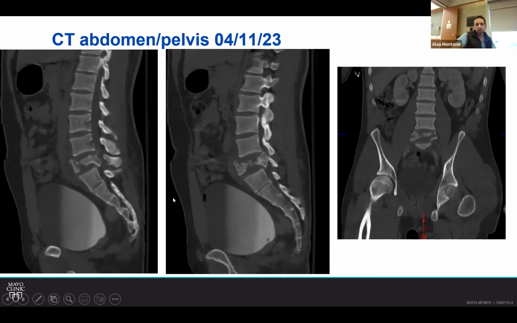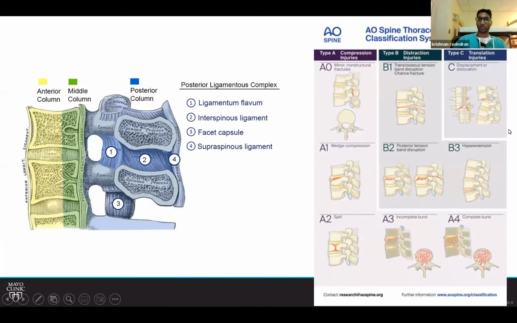And so going back to this, this is the AO classification just illustrated here. Like I was saying, there's basically 3 types of injuries: one is the compression type, that's type A. Type B is the distraction type, and type C is translational. And so this is an AO type A4. Like I was saying, the definition of a burst fracture is involvement of the posterior wall of the vertebral body, and the differentiation between an incomplete and a complete burst fracture is that a complete burst fracture involves both the superior and inferior end plates based on this classification.